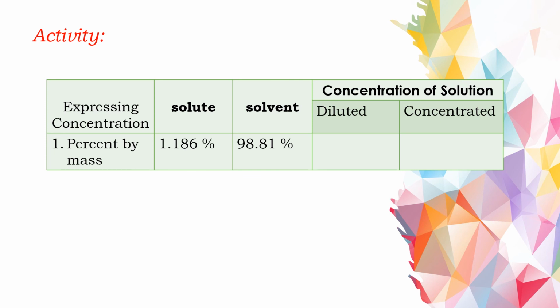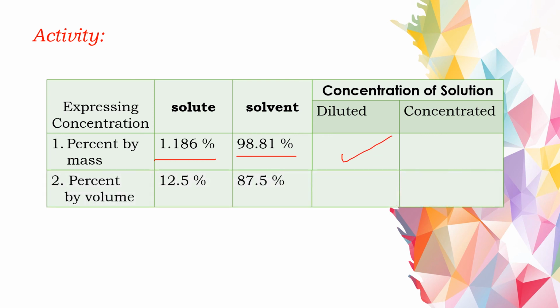Okay, with that values of solute and solvent, tingnan natin yung concentration of solution. Okay, diluted kaya yung solution? Tingnan natin yung solute and solvent, yung percentage nila. Masasabi ba natin na diluted or concentrated kaya yung solution? Okay, so since the value of the solute is 1.186% lamang doon sa solution, mas malaki yung solvent. So therefore, we can say that the solution is diluted. Kasi onti lang po yung solute.